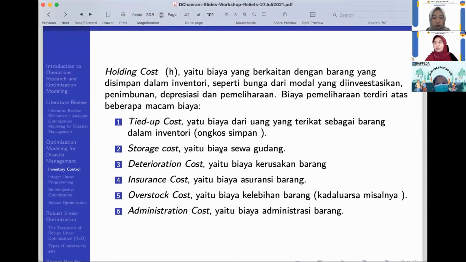Jadi Bapak dan Ibu, kalau di buku OR kadang-kadang, misalnya di Hillier Lieberman, Taha, Rao, itu biayanya tetap saja, biaya pembelian sekian. Tapi sebenarnya kalau kita turun ke lapangan atau melakukan penelitian, ini harus di-breakdown. Holding cost itu terdiri dari ini berapa. Mungkin bisa kita dapatkan dari questionnaire atau dari pendataan secara langsung.